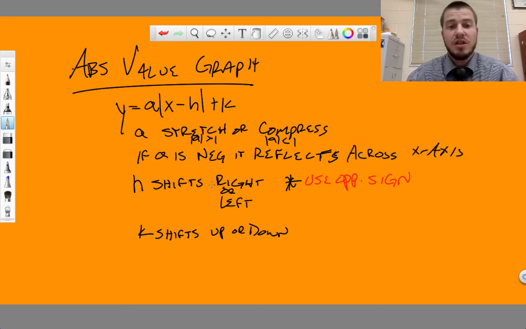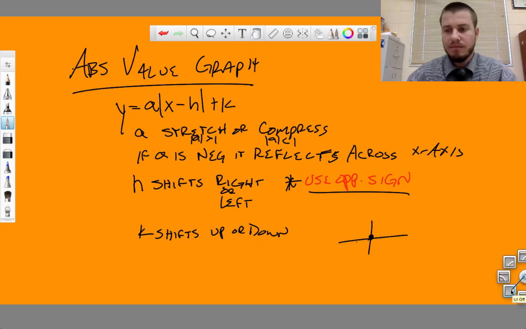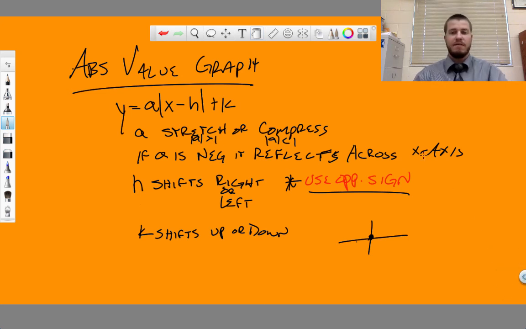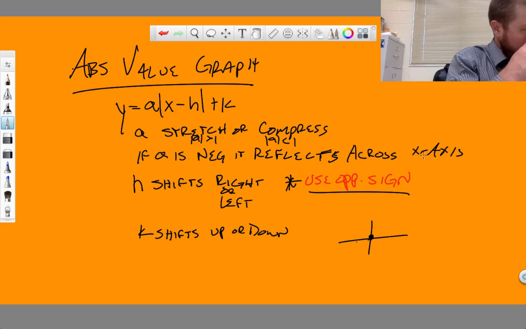And h shifts it right or left, remember to use the opposite sign of what's in the equation. Go the opposite direction. And k shifts it up or down. And that's going to shift the vertex, which is for the parent functions at the origin, so that way you have your vertex from the h and the k and the shifting. And that's it for right now, for this test. That's all for this test.